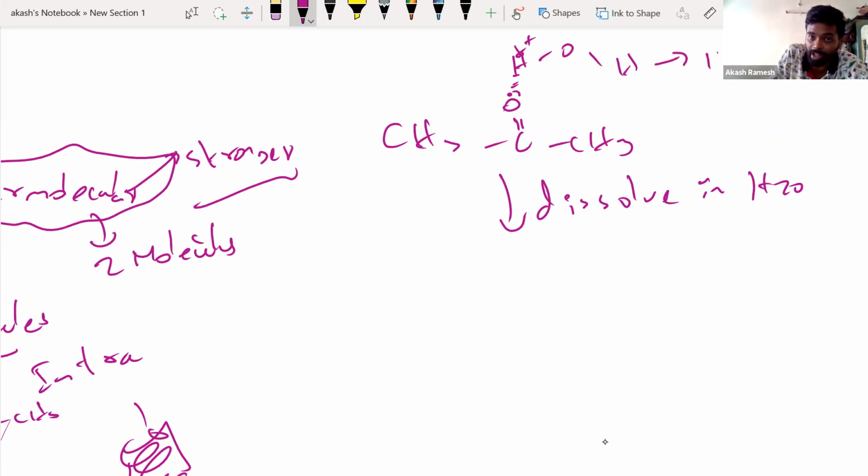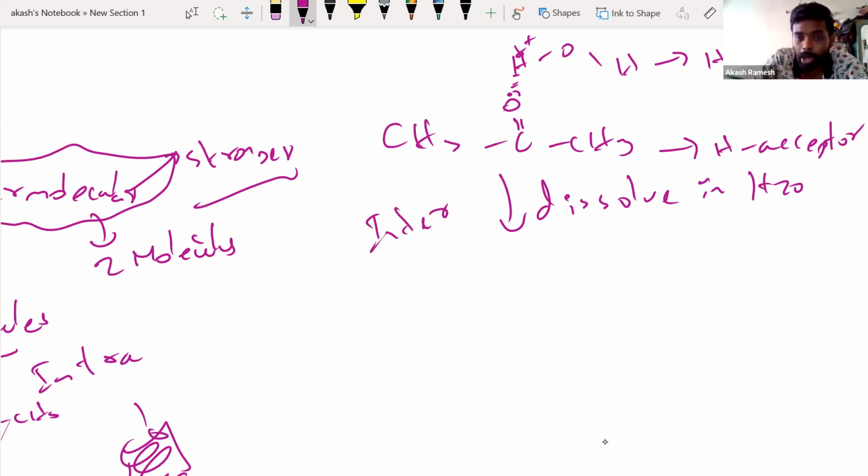I can have hydrogen bonding between water molecules and acetone. The water molecule in this case is going to act as hydrogen donor, and this is going to act as hydrogen acceptor. Now this is also intermolecular only, but it is intermolecular hydrogen bonding between two different molecules altogether. This can also happen.